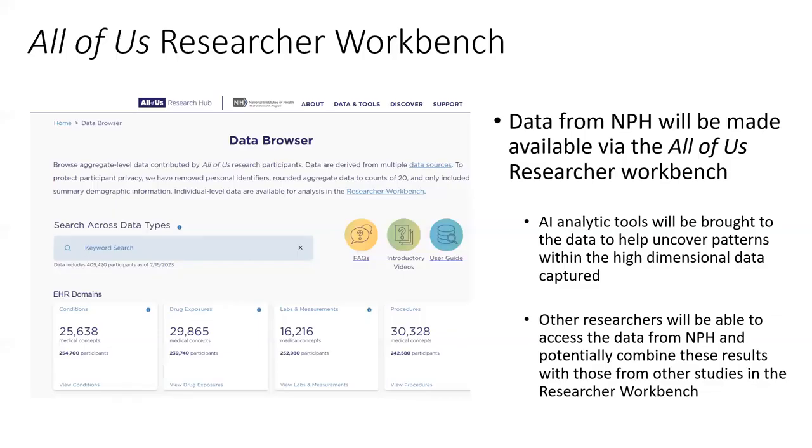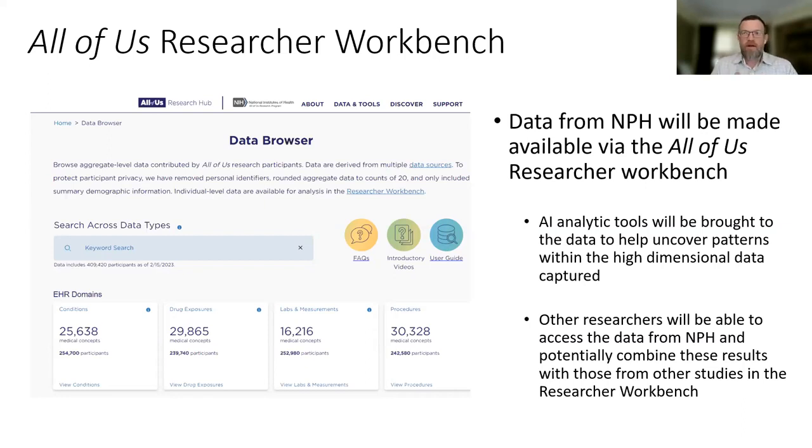Okay. Again, one of the reasons that we are so keen on adhering to good data and metadata standards is because all of the data that we collect in NPH are ultimately going to be shared on the All of Us Researcher Workbench. And that's the goal, to make this data very public and integrable with the other data that's already being collected by All of Us.